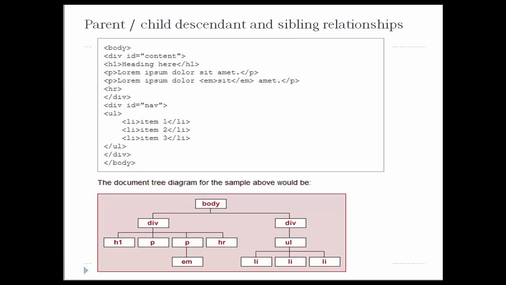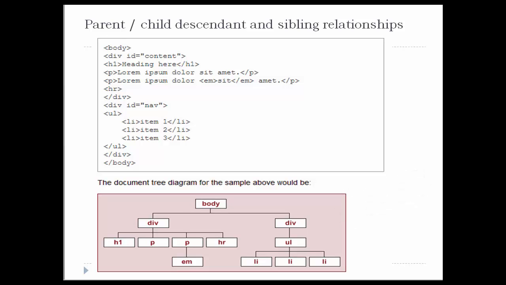In the HTML document, we have what is called a parent-child descendant relationship and also a sibling relationship. Our HTML can be laid out as a document tree, similar to an ancestry tree, where you can find the parents, children, and siblings.